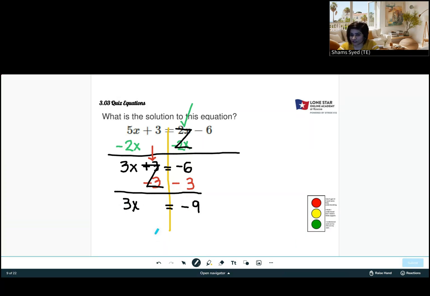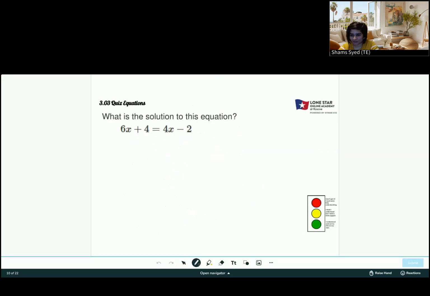The goal here is to find the value of x. That means we want to get rid of the 3. We're going to divide both sides by 3. So 3x divided by 3 gives you x. -9 divided by 3 gives you -3. Absolutely correct. Vida, Safa, absolutely correct. This was the second variety. Let's go ahead and move on to the third variety of question 2.